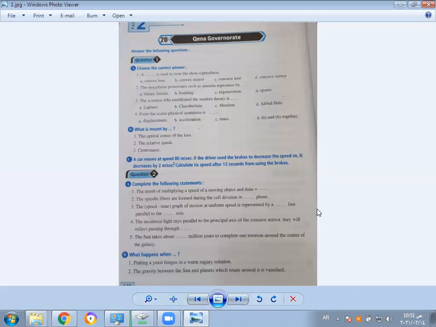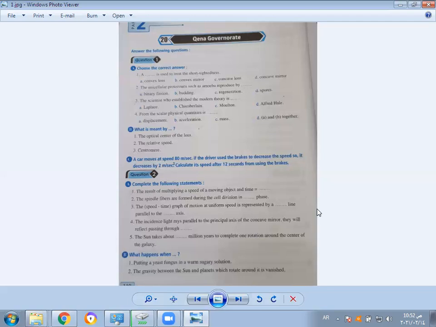Number 3. The speed-time graph of motion at uniform speed is represented by what? By a straight line. Parallel to the x axis, of course, we mean here the time axis.